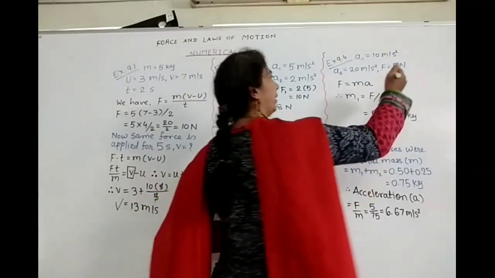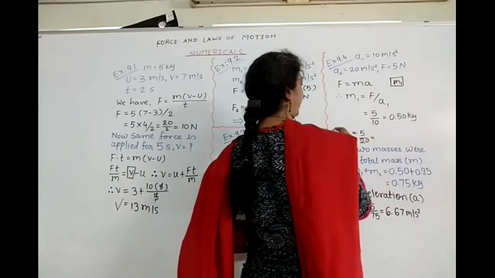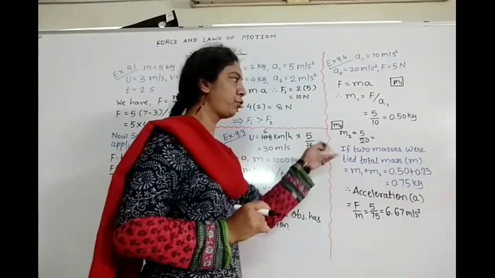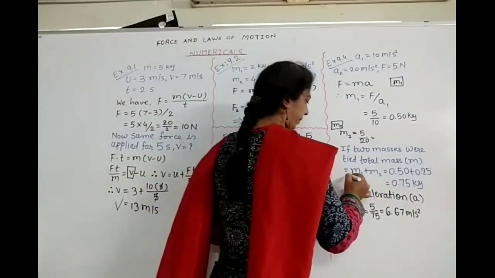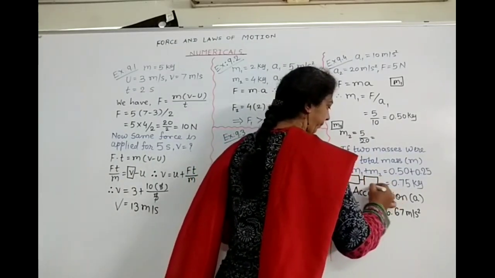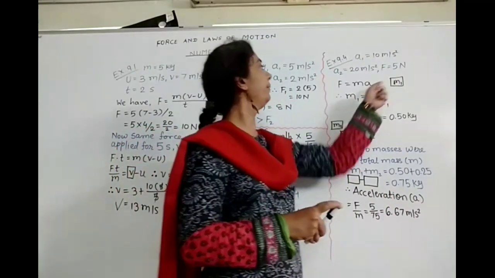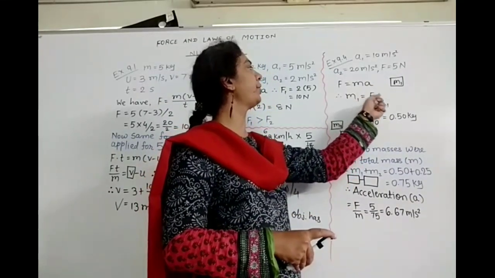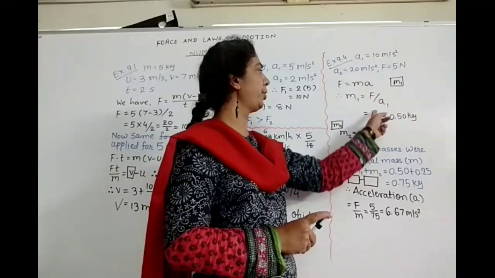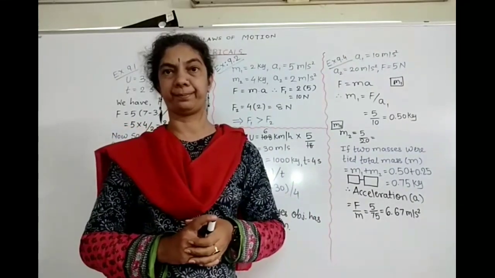This will be for the individual mass M1 and this will be for M2. And after that these two masses are tied together, so that form will be like this. Fine. So M1 we are finding as M1 equals F upon A1. F is 5, A1 is 10. So 5 by 10 equals 0.50 kg.